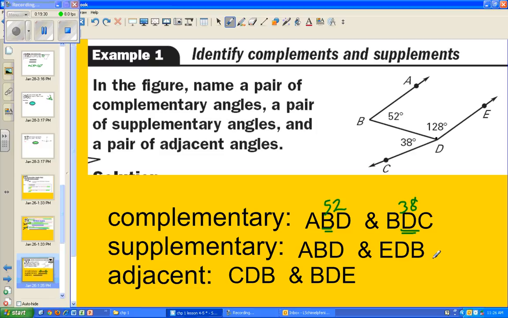Supplementary adds up to 180. So you need the 52 angle and the 128 angle.